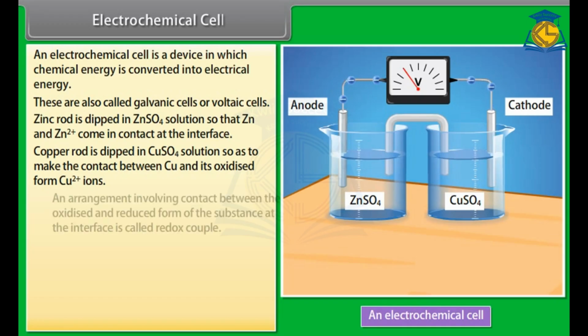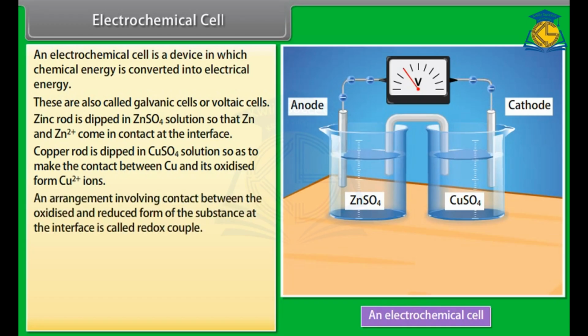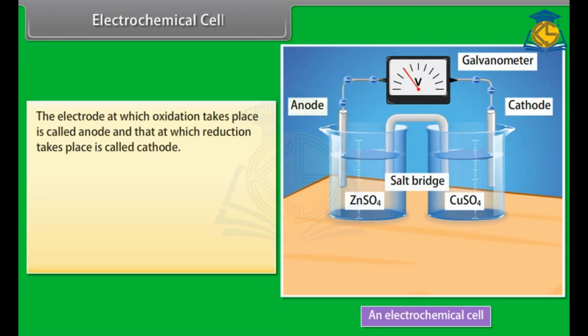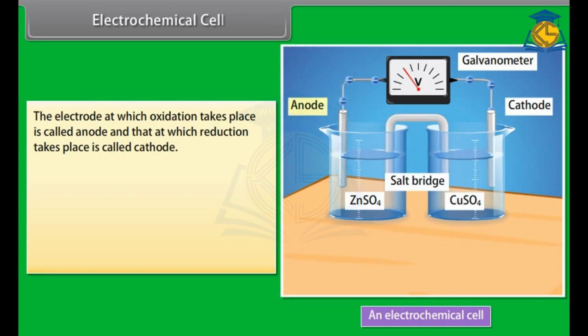ions. An arrangement involving contact between the oxidized and reduced form of the substance at the interface is called redox couple. The two metal rods act as electrodes and are connected by the conducting wire through a galvanometer. The two solutions are joined by the inverted U-tube known as salt bridge. The U-tube is filled with aqueous solution of some electrolyte. The electrode at which oxidation takes place is called anode, and that at which reduction takes place is called cathode.